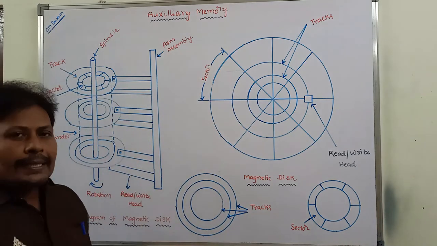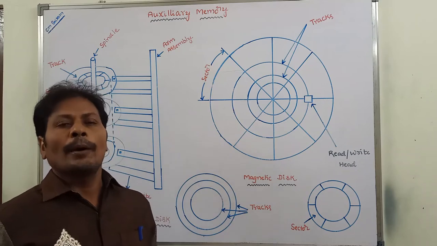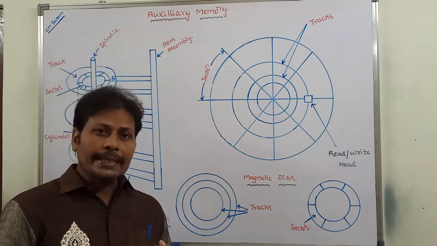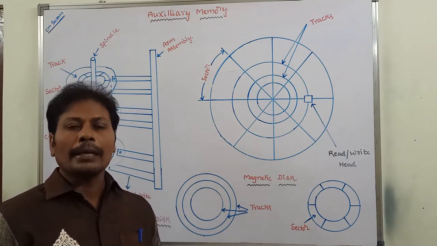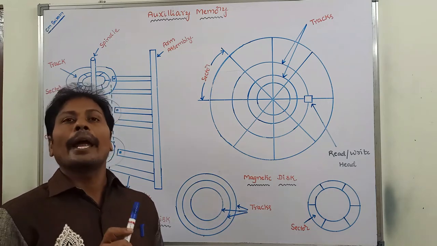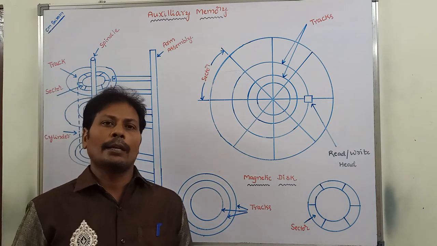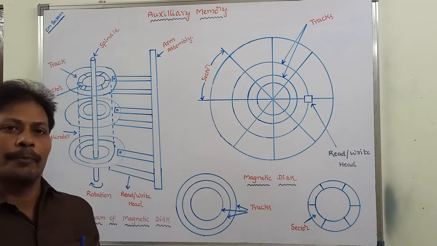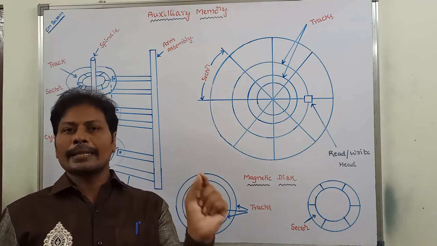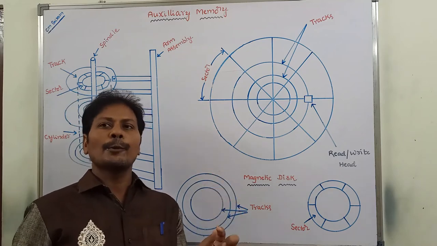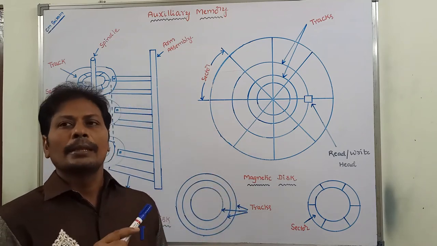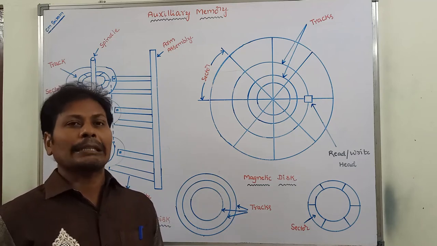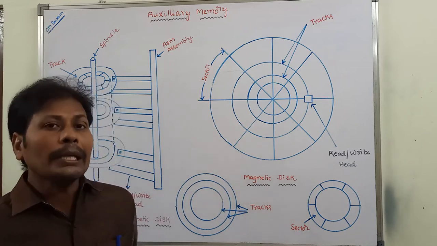Next one. A disk system can be addressed by using address bits that specify the disk surface number, disk number, sector number, and the track within a given sector. By using these four factors, a disk system can be addressed. Once again: the disk surface number, next the disk number, third the sector number, and fourth the track number.